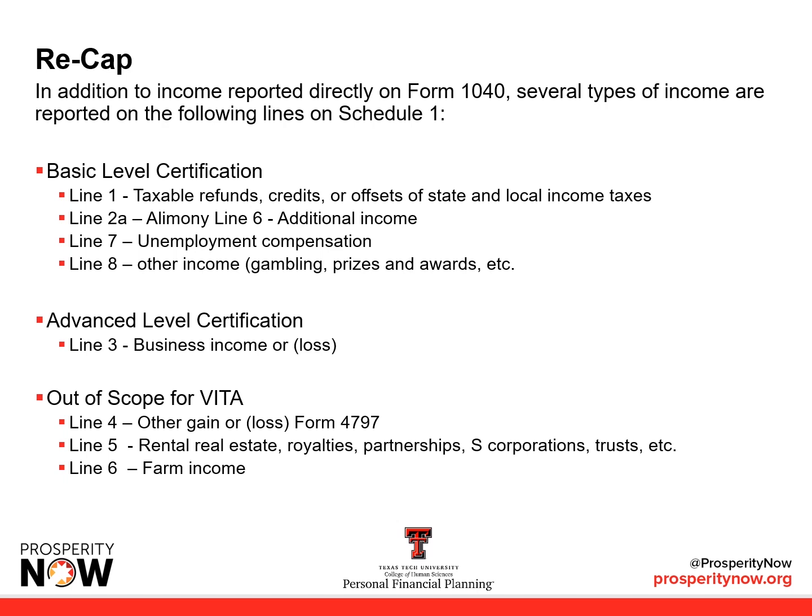To recap, there are many types of income reported on the Form 1040, but several types are reported on the following lines in Schedule 1, and these are divided into basic and advanced and out of scope levels. Feel free to rewind this recording at any point to see what you may have missed.